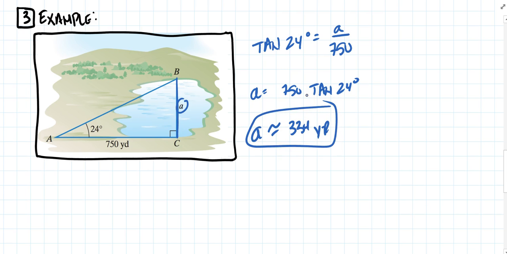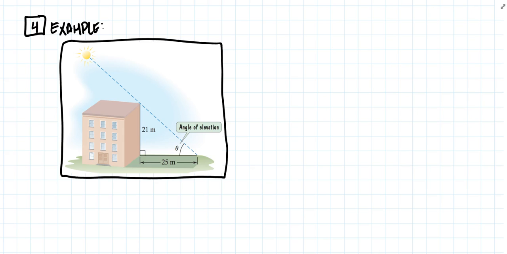The book or the directions or the test will tell you exactly how many units to round to, so don't worry about that. Okay, box number 4 is a different type of example where we're going to have to use an inverse trig function, so I will show you exactly how to do that. It says here, a building that is 21 meters tall casts a shadow 25 meters long. Find the angle of elevation of the sun to the nearest degree.